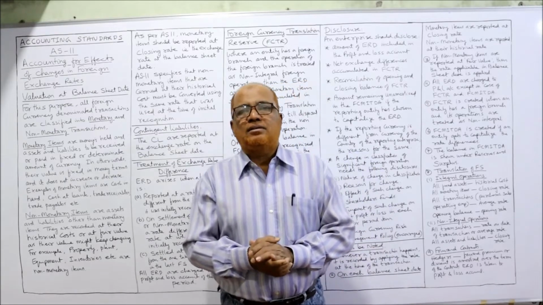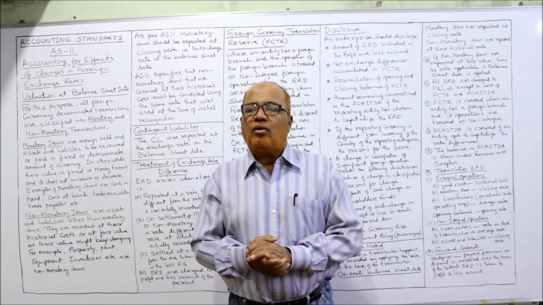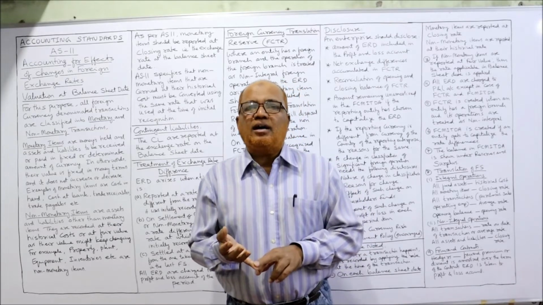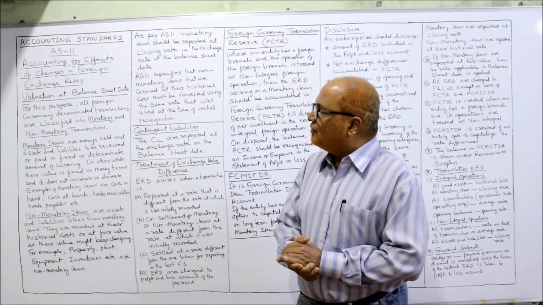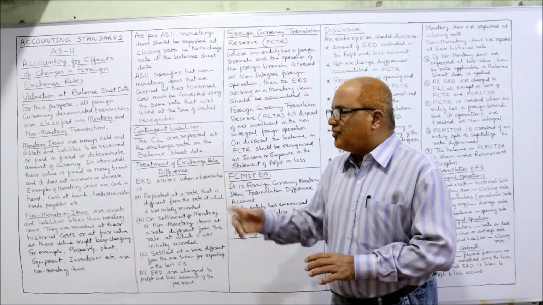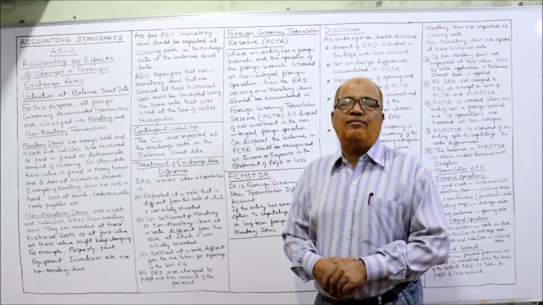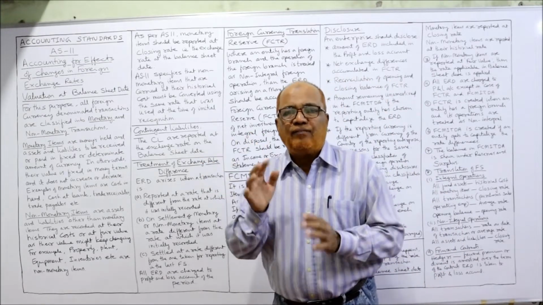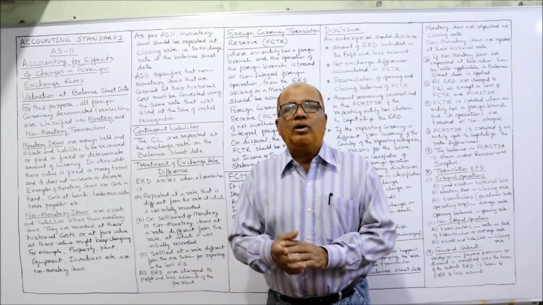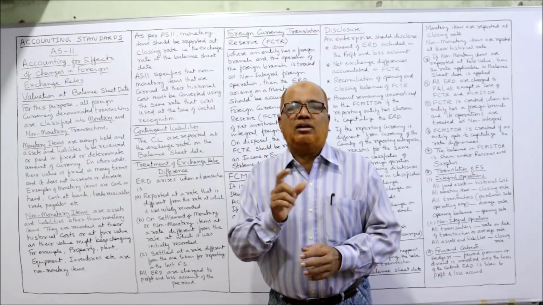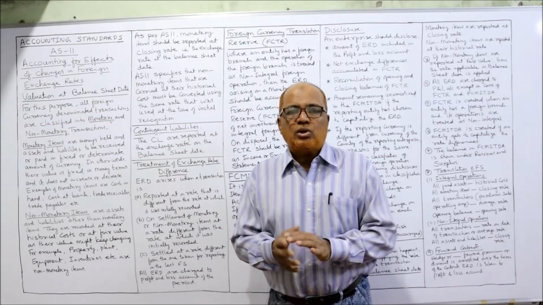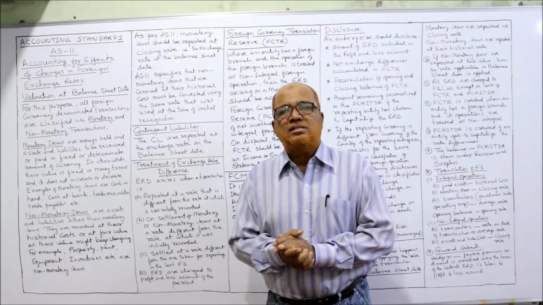AS11 prescribes the accounting treatment for foreign transactions at initial recognition, then balance sheet valuation at balance sheet date, then contingent liabilities, and the treatment of exchange rate difference. These are the four aspects of this AS11. In the last video, I explained initial recognition. The remaining three points I am going to explain in this video. So this is the last video on AS11.